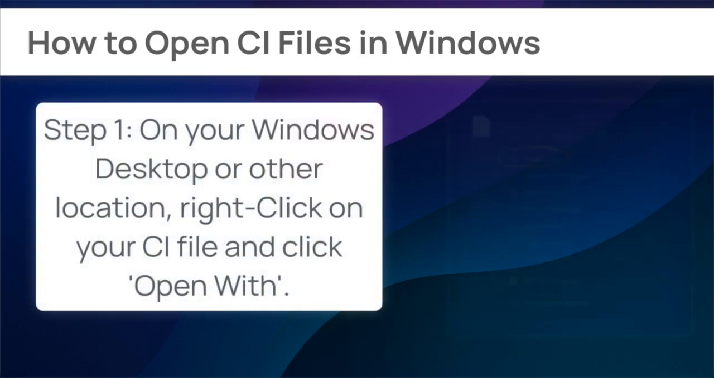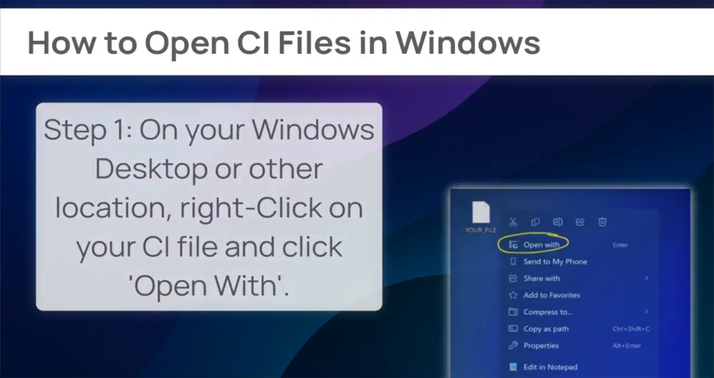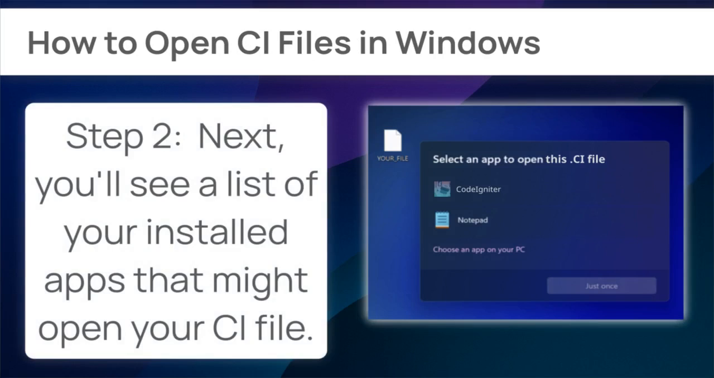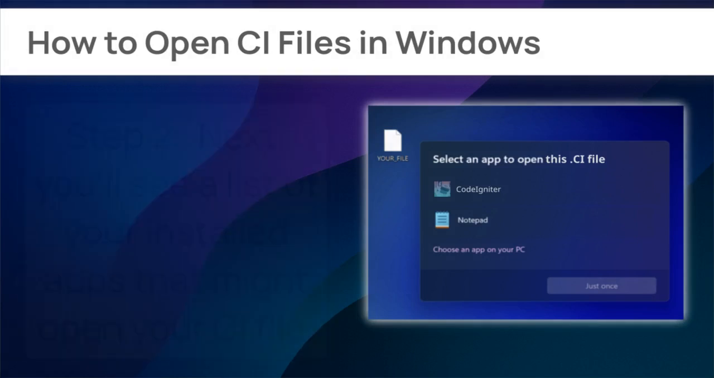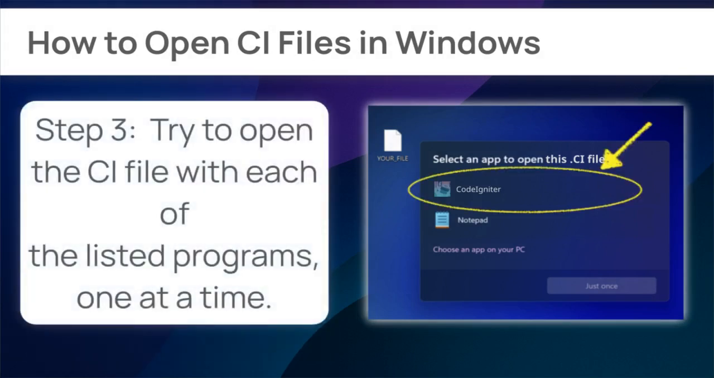The easiest way to identify the error source is testing. Right-click the CI file and hit Open With. Use CodeIgniter if installed. If it's not present, choose another program. We must find the correct software handler.